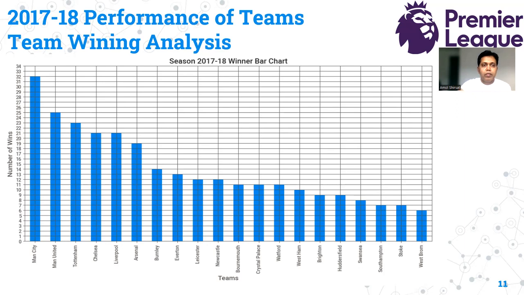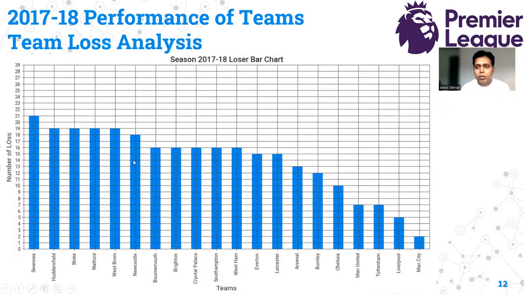So this is the winning team analysis. Similarly, we are also making the losing team analysis. So who are the teams at the bottom? We can see that Swansea, who have lost 21 matches of the 38, made it to the bottom of the chart, the 28th team in the season 17-18, followed by Huddersfield, Stoke, Watford, and West Brom in that order.